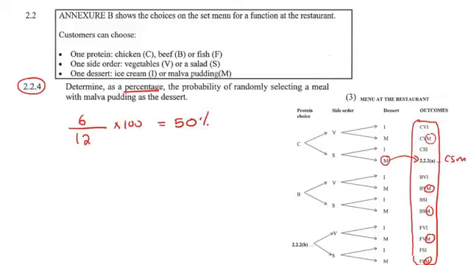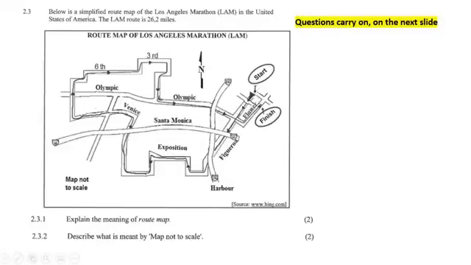Your other option is the following. Everyone's going to eat dessert, okay? We're just assuming that everyone's going to eat dessert. When you choose a dessert, how many dessert options are there? There is only 2 options that you could choose from. So the chances that you would choose malva pudding would be 1 out of 2. And if you multiply that by 100, you're also going to get 50%. So whether you chose the first option I did, or whether you chose this way that I just showed you now, it doesn't really matter. You're going to get 50%. So with this question, remember that the questions do carry on.